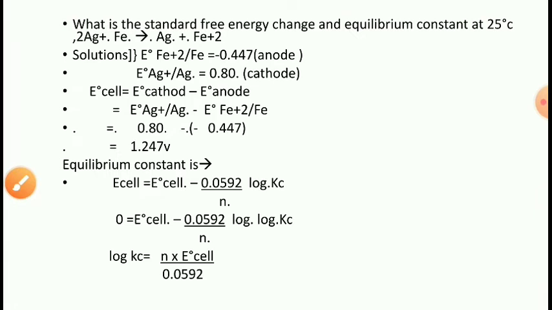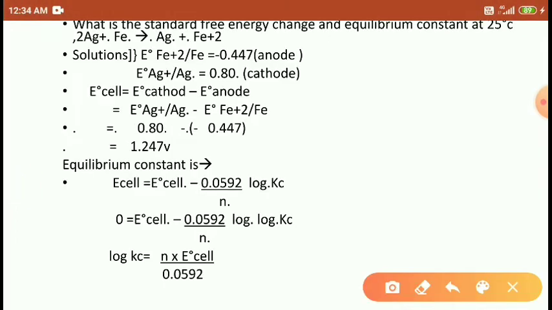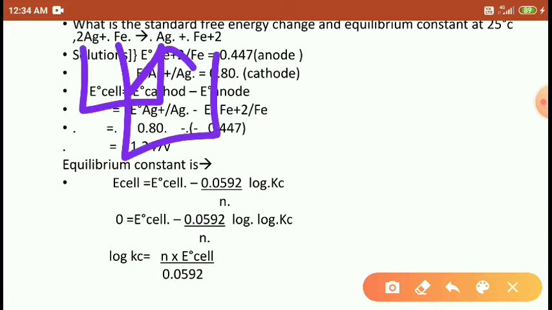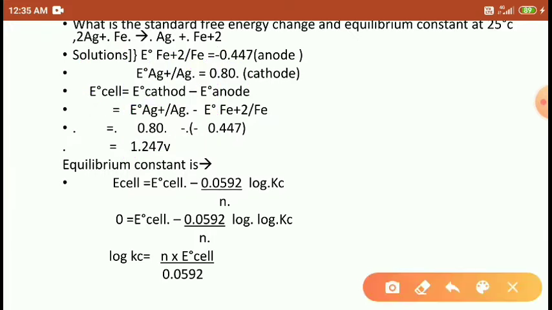Next example: what is the standard free energy change and equilibrium constant at 25 degrees Celsius? In this case, silver ion reduces to silver atom, and iron turns into iron ion. So iron undergoes oxidation and silver undergoes reduction. The reduction potential of Fe2+ by Fe is minus 0.447, and E naught Ag plus by Ag reduction potential is 0.80.